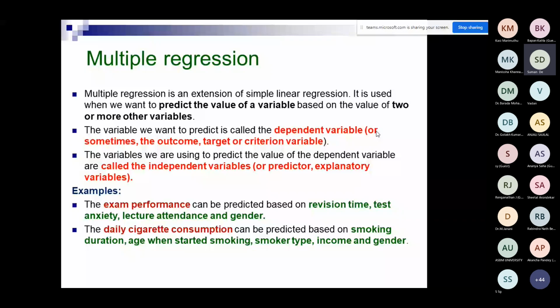So this is the dependent variable. The variable we are using to predict the value of the dependent variable, we call an independent variable. Otherwise, we can call it a predictor variable or explanatory variable.